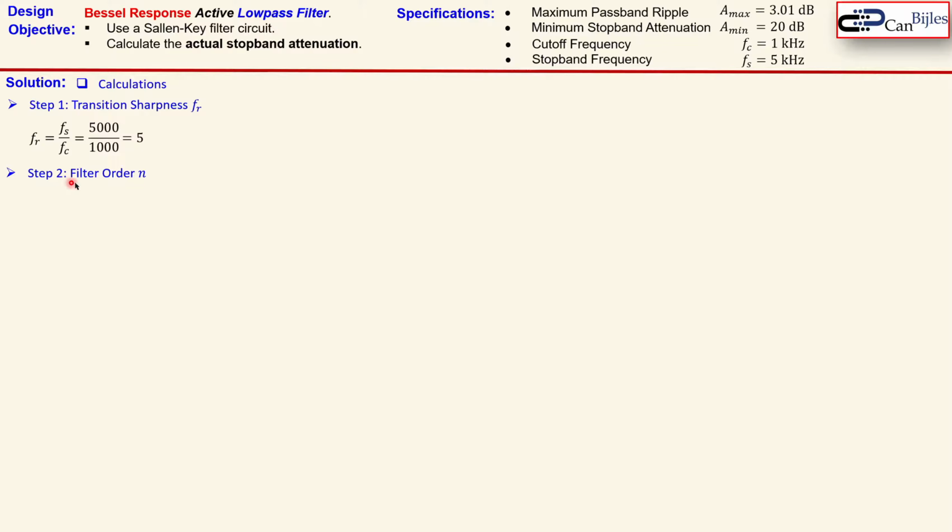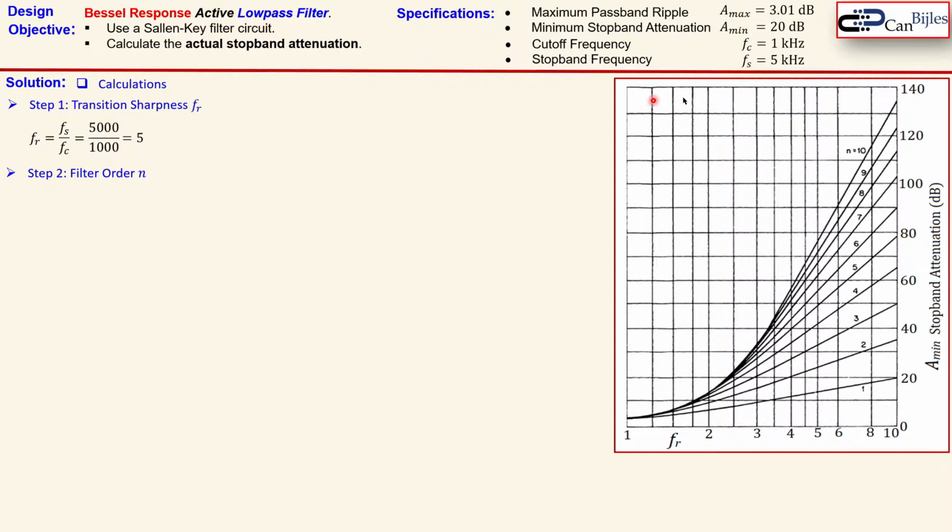Now the second step, filter order, is using this graph for the Bessel response. You see here in the horizontal axis FR, which is our transition sharpness, and on the vertical axis you see here the A minimum, which is our stop band attenuation. In this case we need to have an FR of 5, that is this vertical line, and we need to have a minimum of 20 dB attenuation, and that is this blue line here.